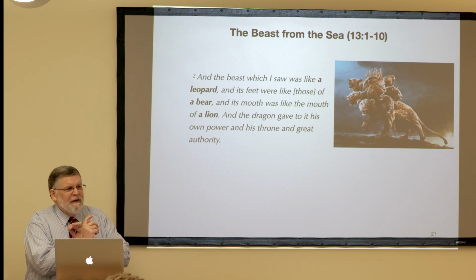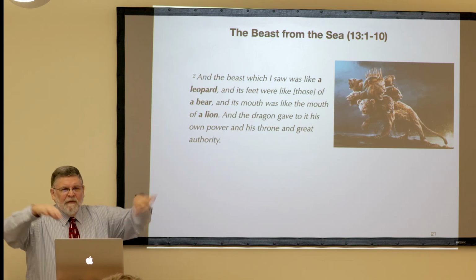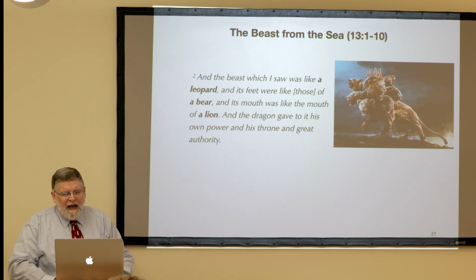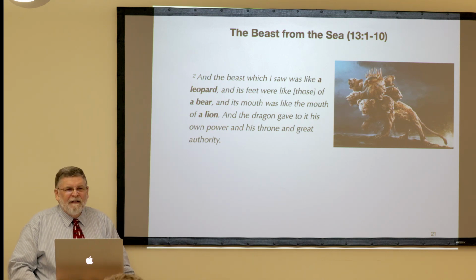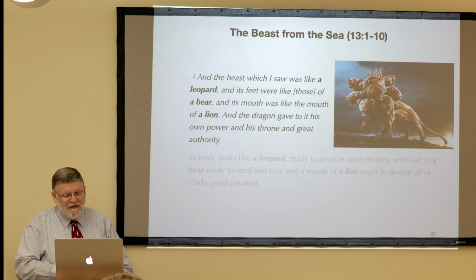And notice what you see. Do you see a leopard in that picture? Yes, on the bottom. Do you see a bear in that picture? Where do you see the bear? In the feet. Those are feet. And the mouth, does it look like a lion to you? Yeah.